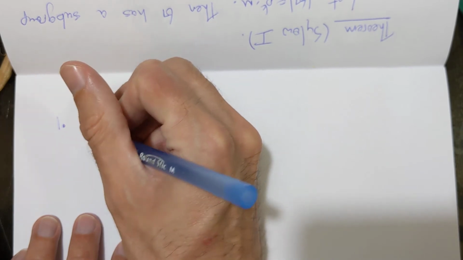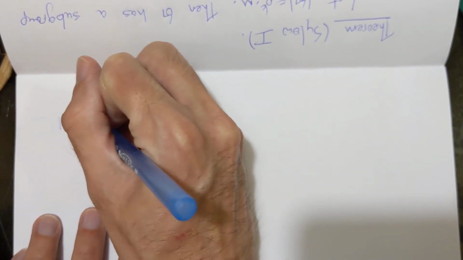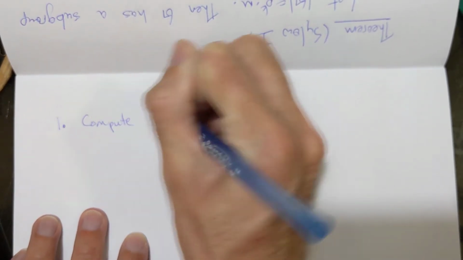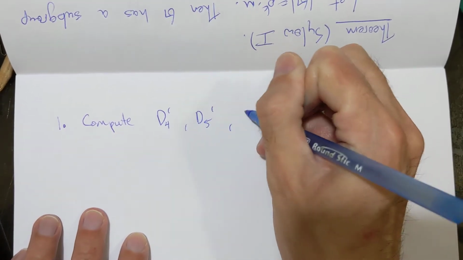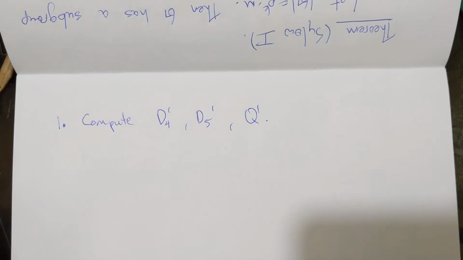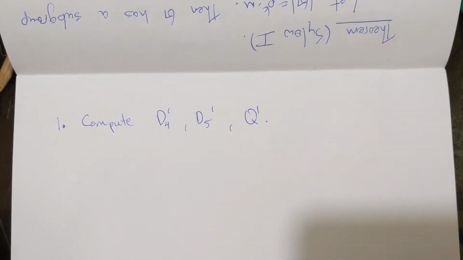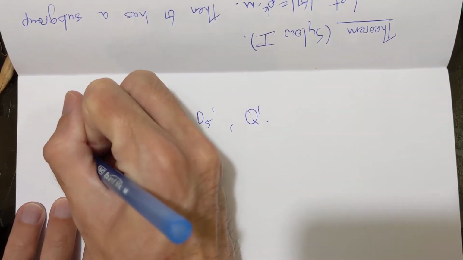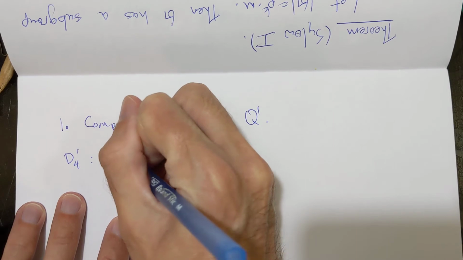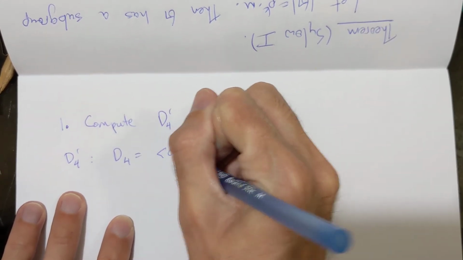How should we do it? So we compute. Let's start with D4. Okay, let's write down our definition of D4.